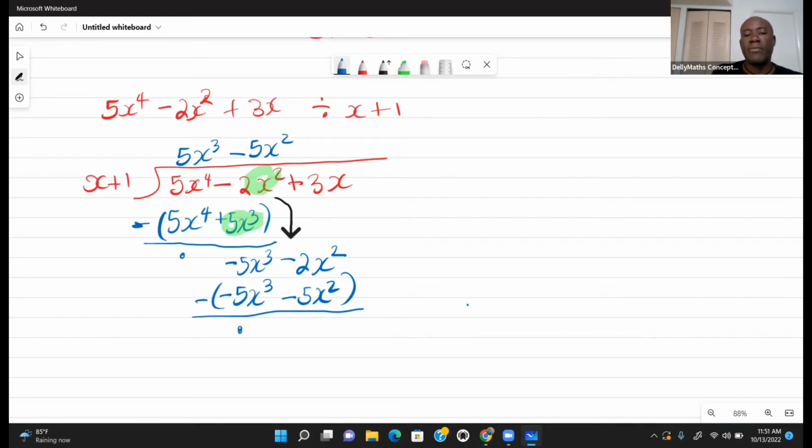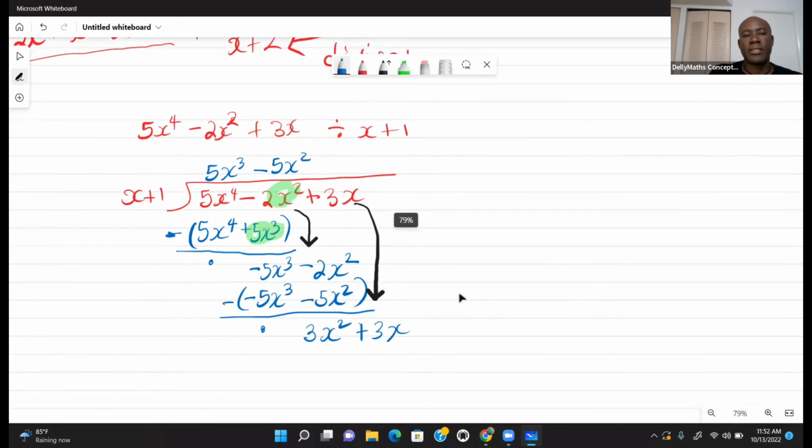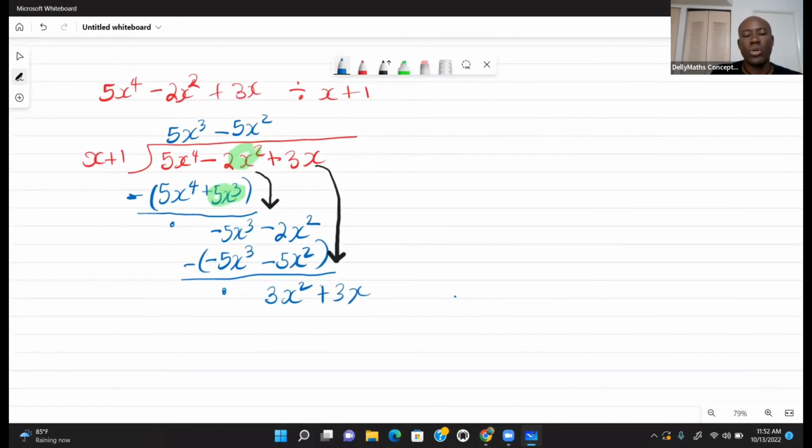Next step, negative 2x squared minus negative 5x squared. So that's going to be a plus 5x squared. So we'll have a positive 3x squared. What is it we're going to bring down now? We're going to bring down a positive 3x. And the process continues. What process? We're going to divide again. X into 3x squared. We're going to get positive 3x. X times 3x will give us 3x squared. And x times 1 will give us positive 3x.